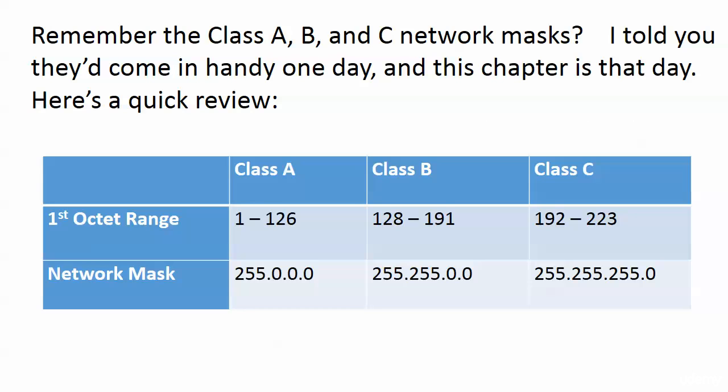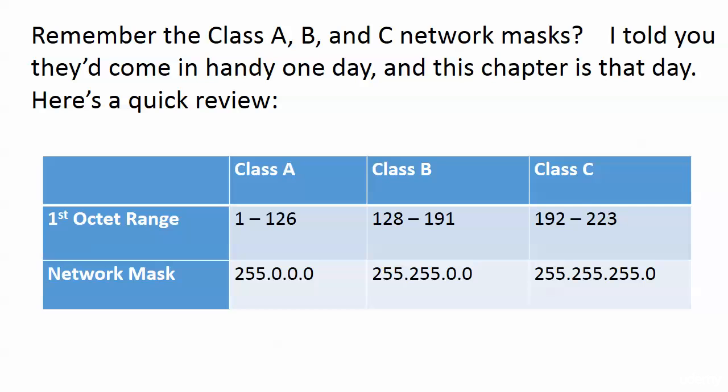Class B, that first octet range is 128 through 191. The network mask is /16. And Class C, that first octet range is 192 through 223, and the network mask being a /24, or of course 255.255.255.0. See, it is a lot easier to say /24.